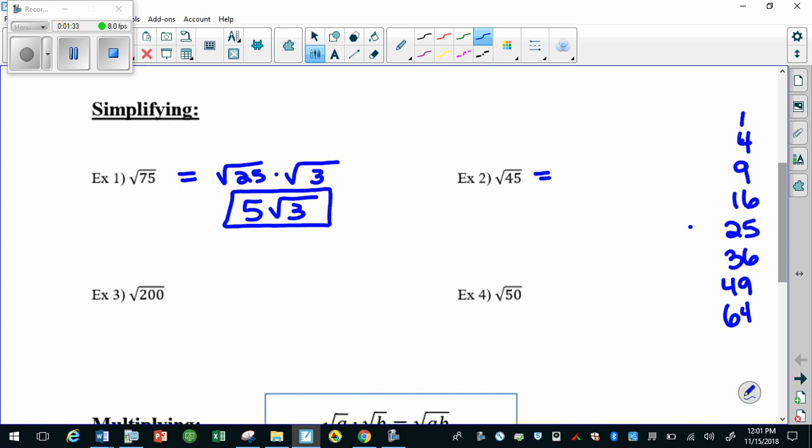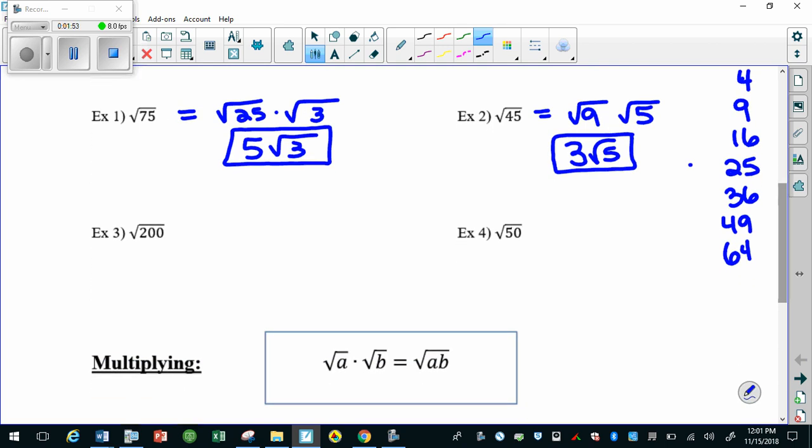So radical 45. Stop for a second and think of what two numbers would multiply to 45 where one is a perfect square. So hopefully you're at 9 and 5, which means your final answer is 3 radical 5. Okay, let's try the last two.